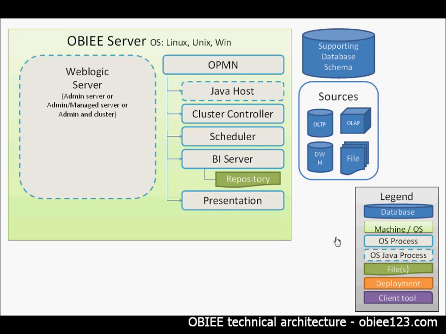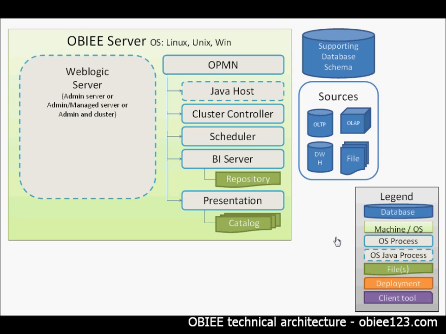Finally, there's the presentation server, which is a service that generates all the web content and keeps track of storing all the objects you create, like for instance dashboards or ad hoc analysis or published reports. All these objects are stored in a folder structure called the catalog.